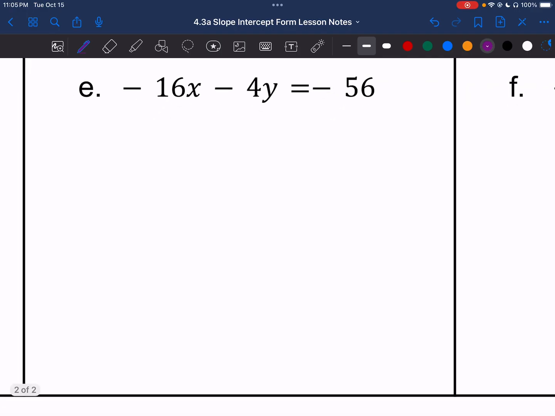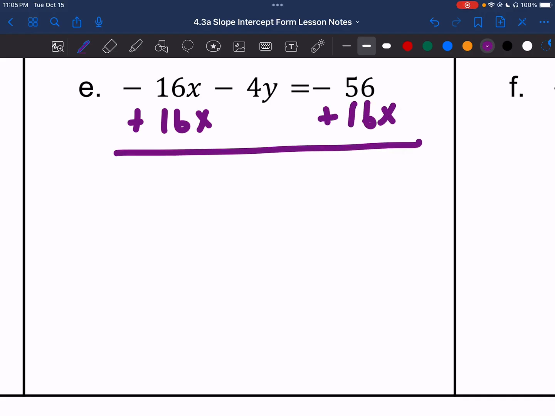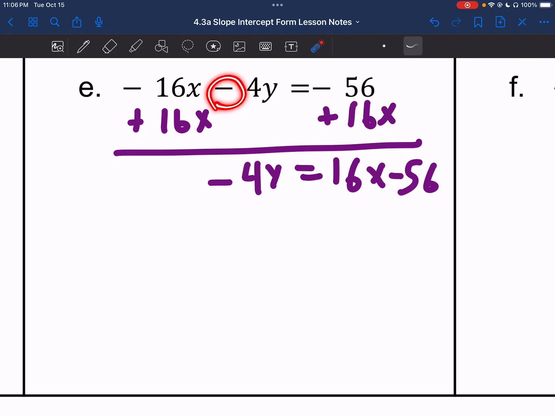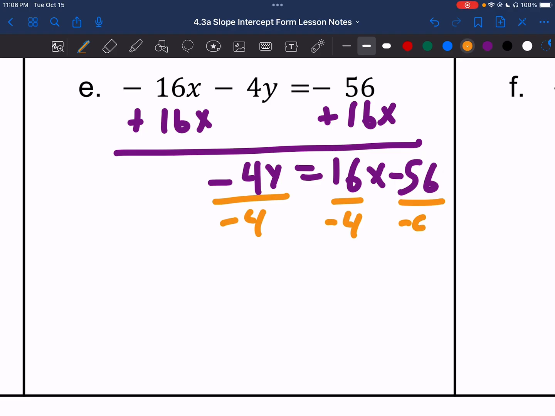Letter E, we are going to start by adding 16x to both sides. And I'm left with negative 4y is equal to 16x minus 56. And make sure you keep this negative sign. It needs to come down with it because it's attached to the 4. So I'm going to divide by negative 4, and I need to do that to each of my 3 terms. And we get that y is equal to 16 divided by negative 4 is negative 4x, and negative 56 divided by negative 4 is plus 14.